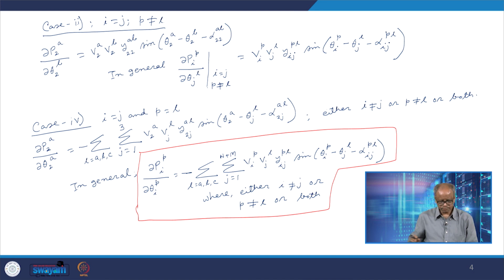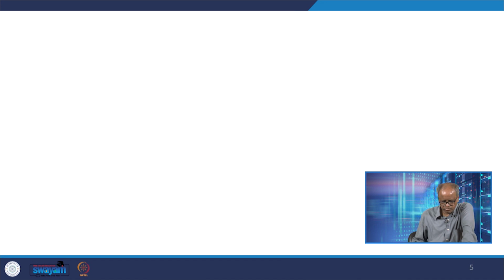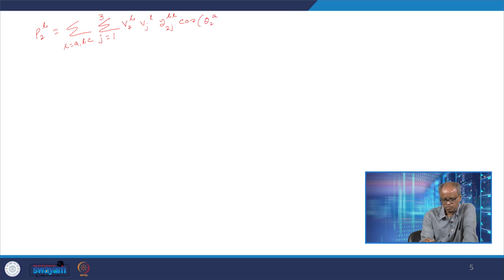Now, case 3 is remaining, where I is not equal to J, but P is equal to L. For that we have to write down some other expression. So, let us write down the expression of P_2B. P_2B is the sum over L equal to A, B, C, J equal to 1, 2, 3, of V_2B V_JL Y_2JBL cosine of theta_2B minus theta_JL minus alpha_2JBL.